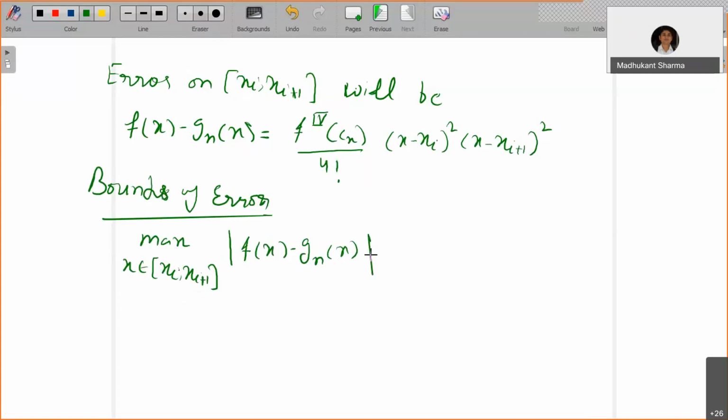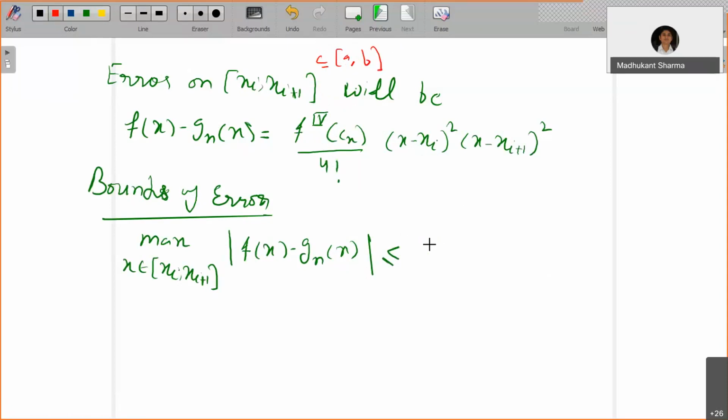Like we have done in the linear and quadratic cases, similarly we proceed for the norm. It is going to be less than or equal to, since cx lies between xi and xi plus 1, the maximum of the fourth derivative over this interval. But since this is a sub-interval of the larger interval [a, b], which is the overall interval where it lies, instead of taking it only on xi to xi plus 1, we can take the bound over the closed interval [a, b], because the supremum or maximum function is an increasing function here in the magnitude.